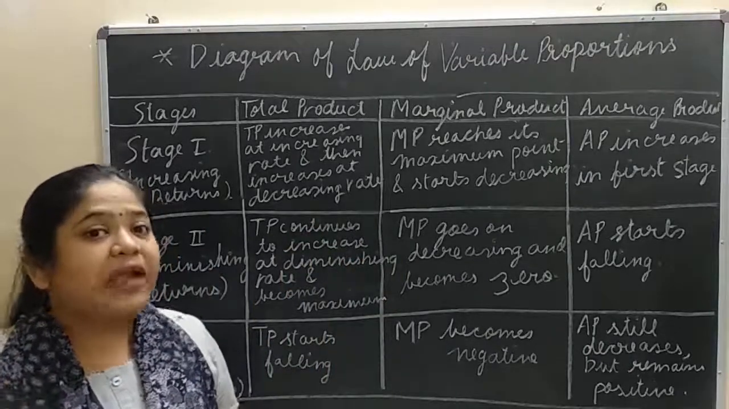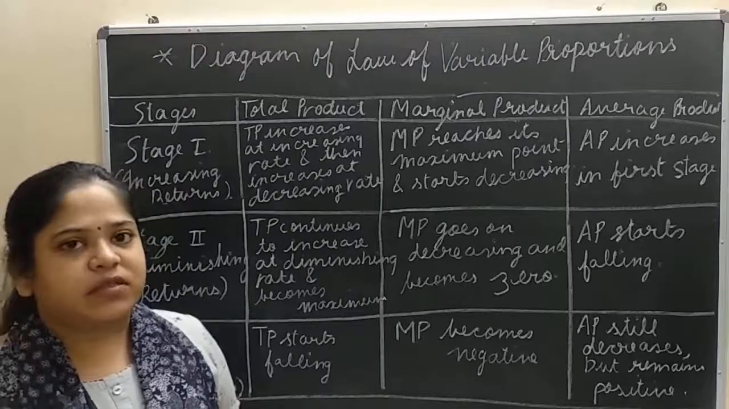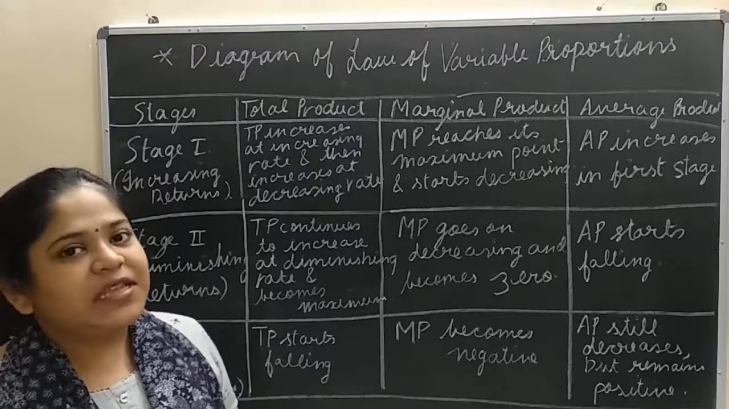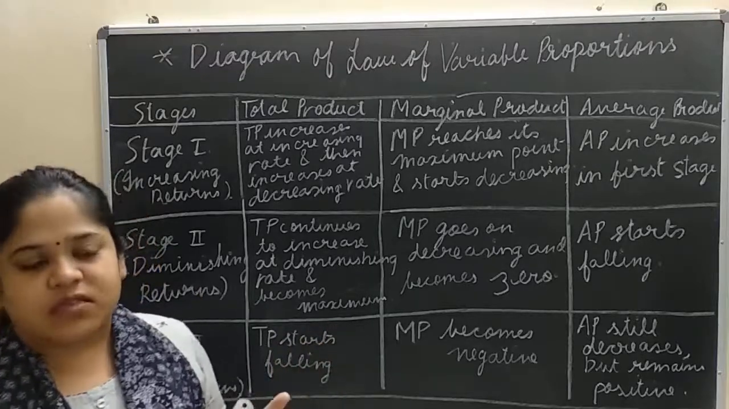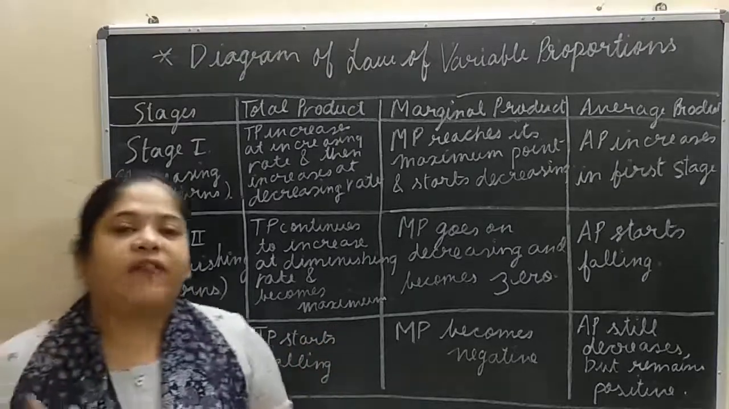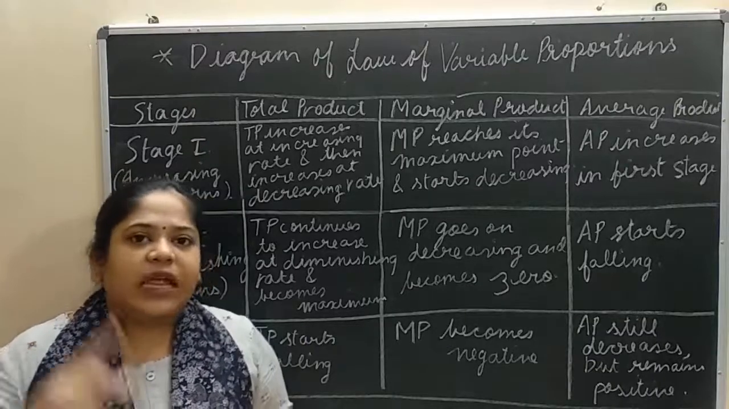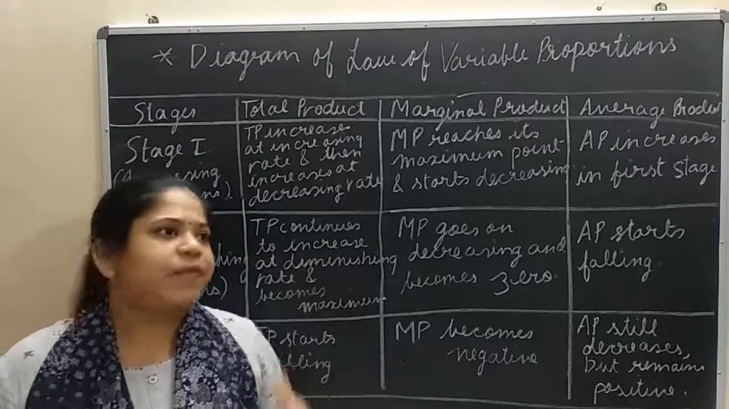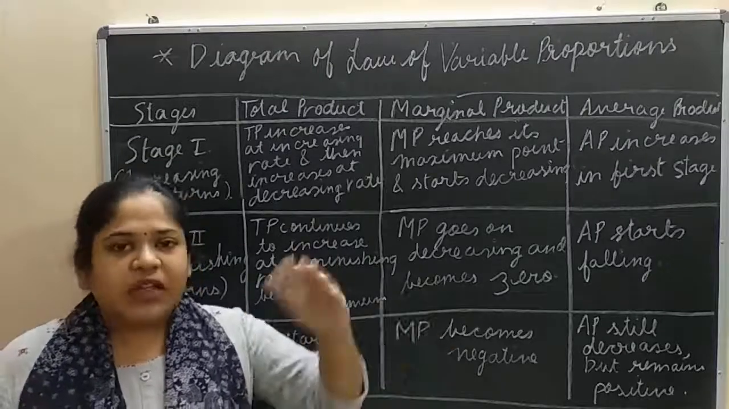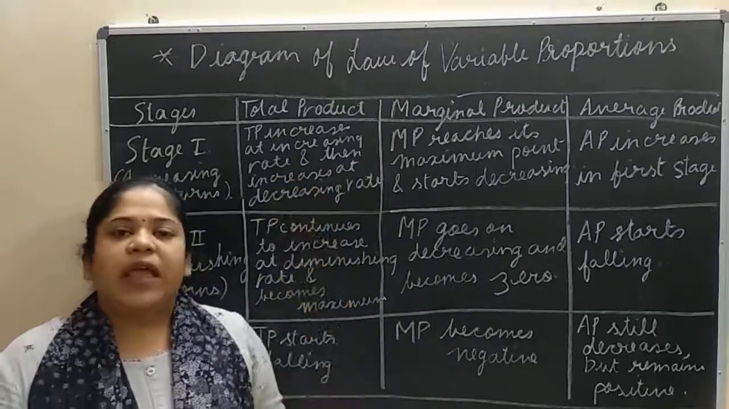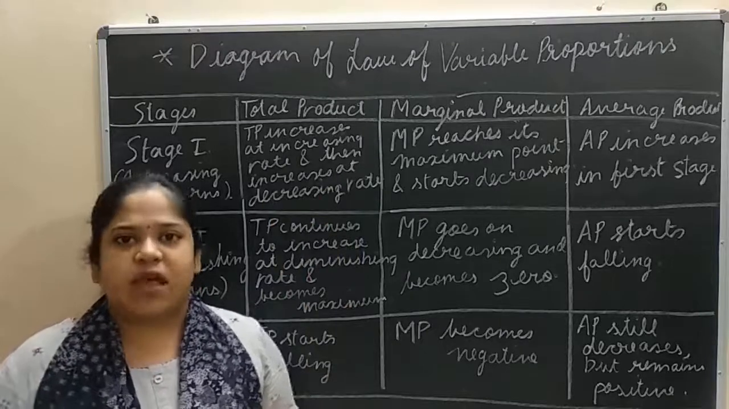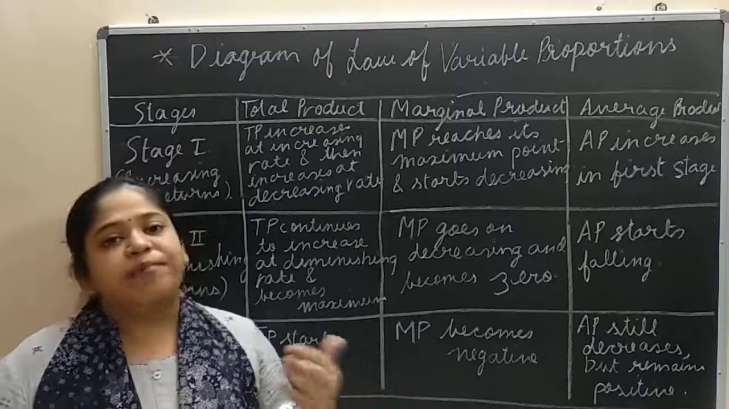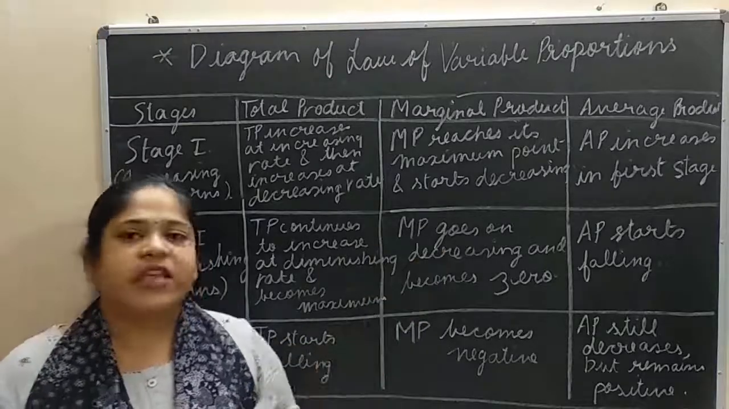Stage 1 ends where AP is maximum. Okay. The indicator of the ending of stage 1 is that AP is maximum. The indicator of the ending of stage 2 is TP is maximum and MP is 0. Whenever MP is 0, TP is maximum. So, stage 2 ends where MP is 0 or TP is maximum. And the stage where TP is falling, okay, and MP becomes negative, that is stage 3.